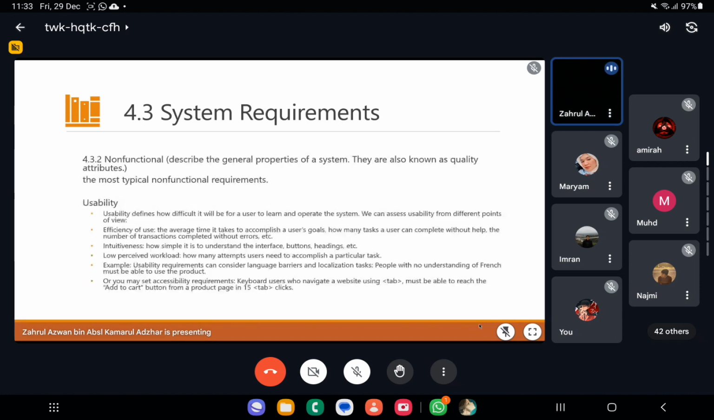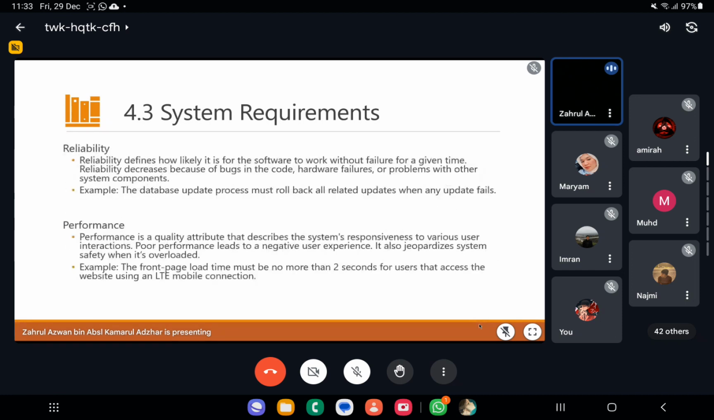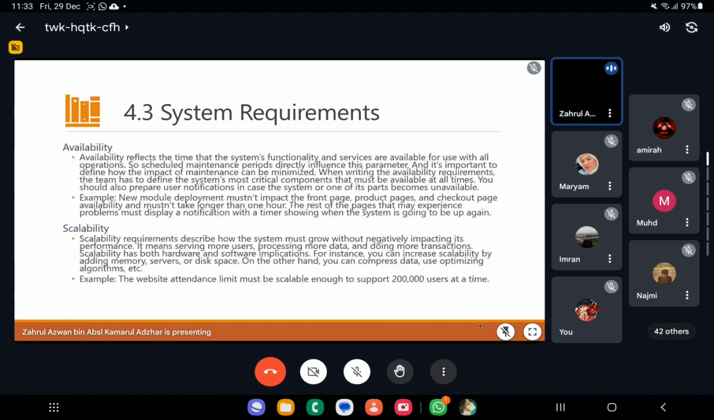Okay, these are the types. The most typical non-functional requirements are in terms of usability. We have usability, we have security, we have reliability, we have performance, availability, and scalability.